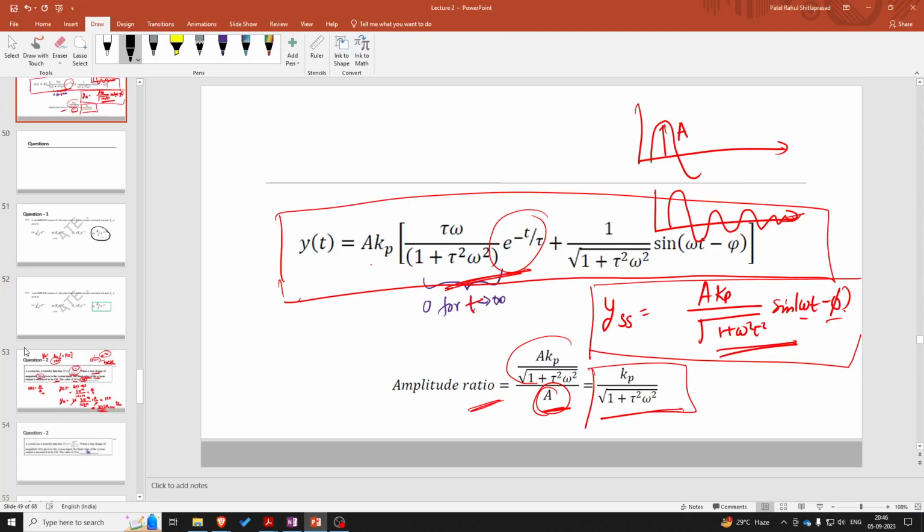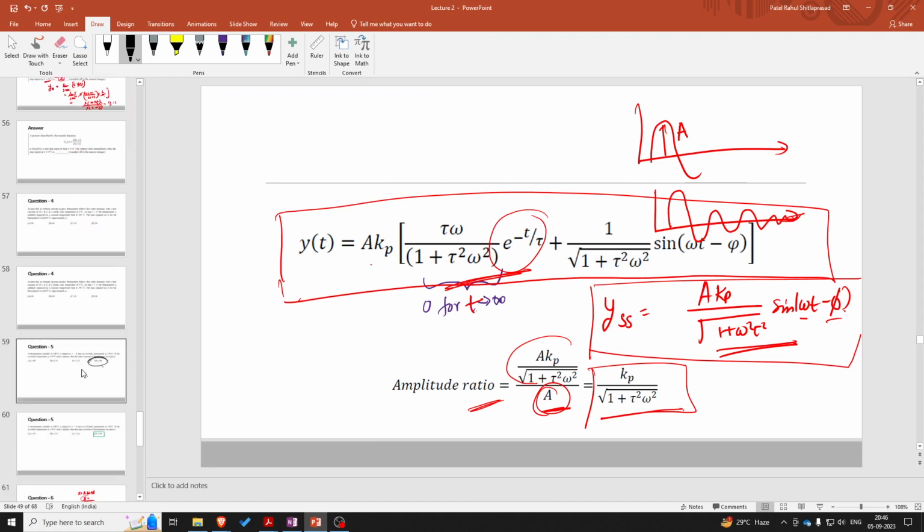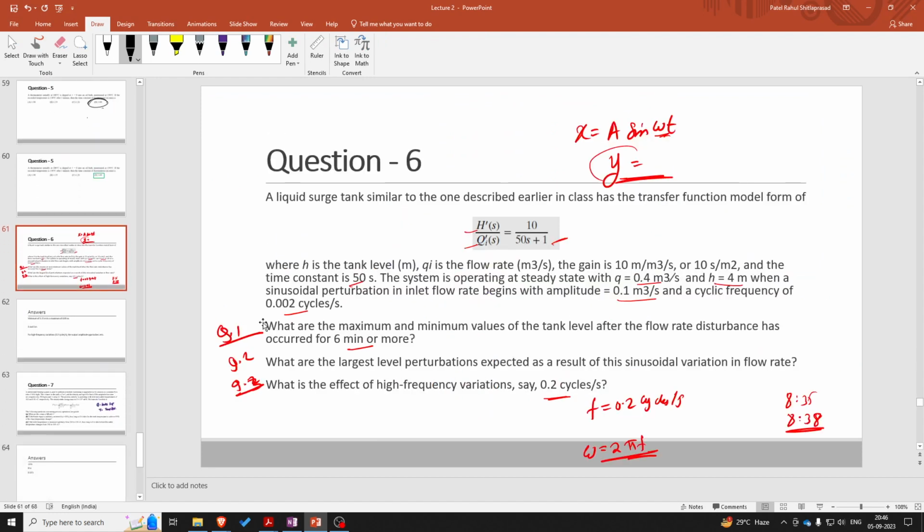So for this we found out that the maximum possible height at 6 minutes was 4 plus 0.85, that is 4.85, to 3.15. And in order to find the largest level perturbation, we saw that omega tends to 0 will give us an amplitude ratio of 1, and corresponding to that, the largest level perturbations will be 4 plus 1, that is 5, 4 minus 1, that is 3.